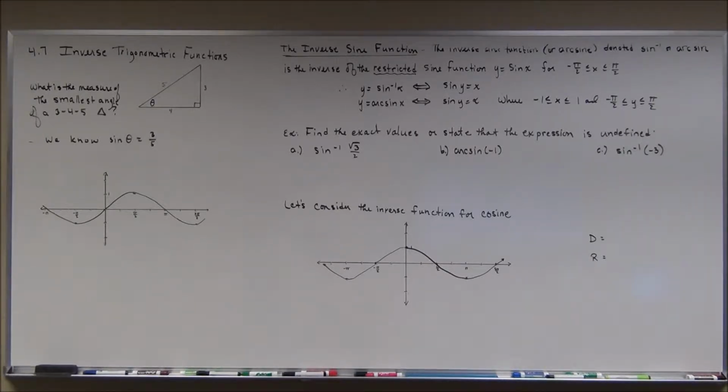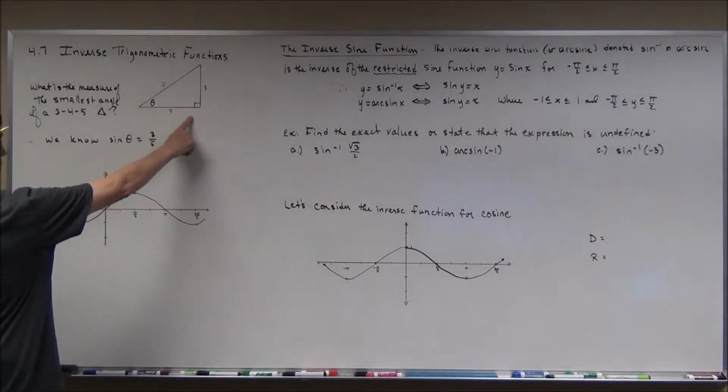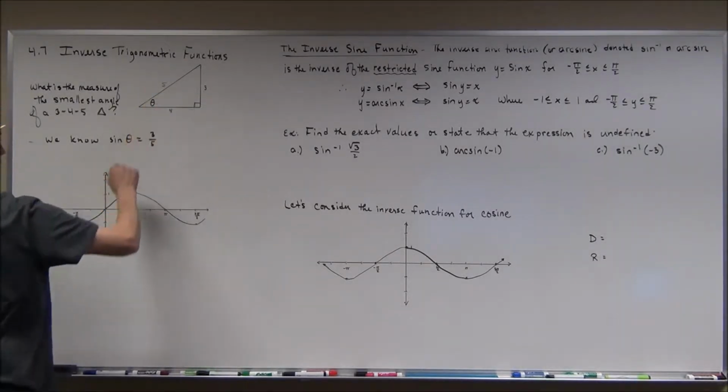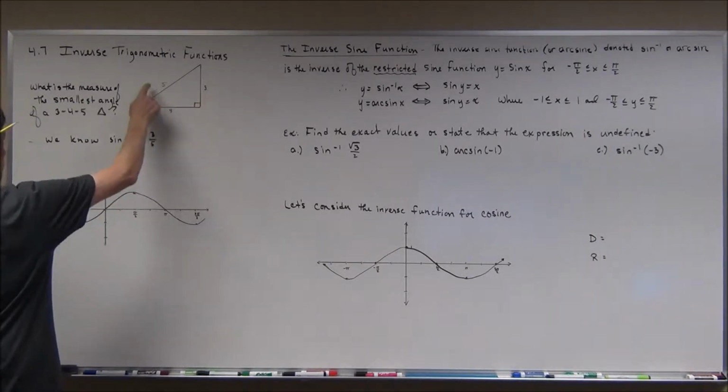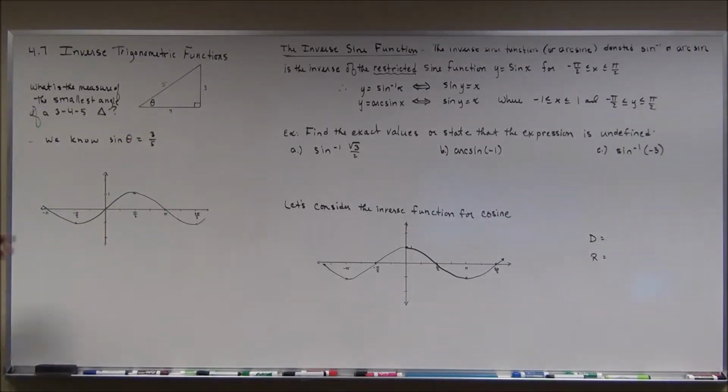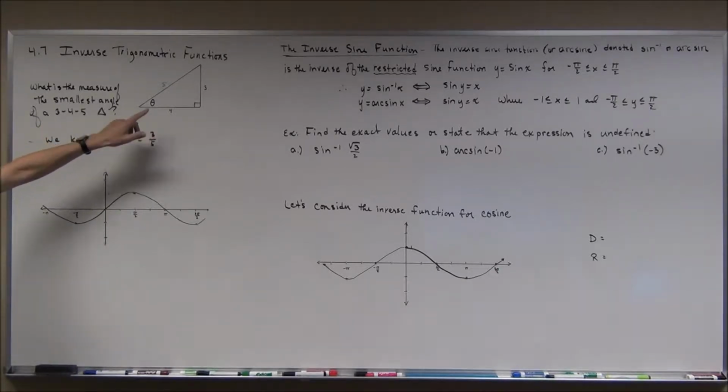We're going to finish up chapter 4 and section 4.7 on inverse trig functions, and the name kind of gives it away what we're going to talk about. I have up here a rough drawing of what most of you will remember as a 3, 4, 5 right triangle. 3 squared plus 4 squared equals 5 squared. What I want to know is what's the measure of the smallest angle of this 3, 4, 5 triangle, which I'm calling theta. You probably already realized that they love using Greek letters for the variables for angles.